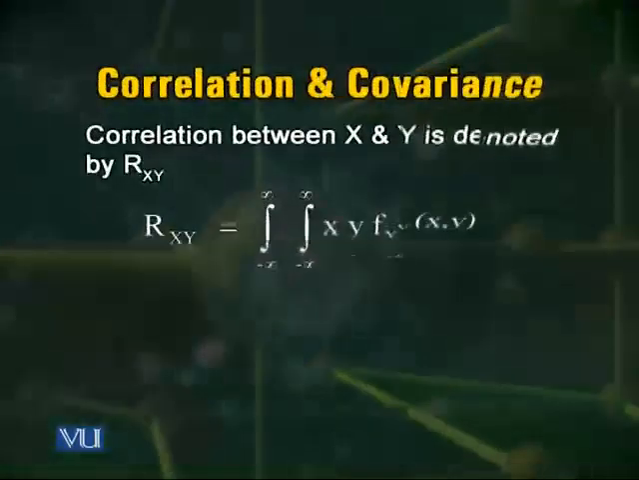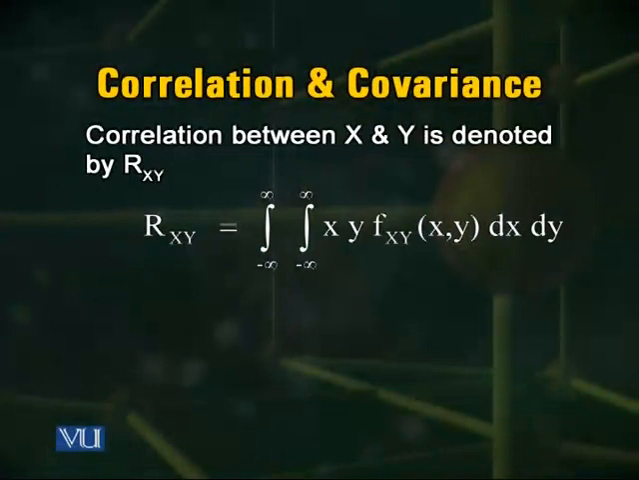As you can see on the slide, this expression is integrated over the whole region where the PDF of the two random variables is defined. The expression for the correlation is very similar to the expected value of a random variable. Here we have two random variables x and y, and we use this expression for correlation, which involves x, y, and the joint density of x and y.